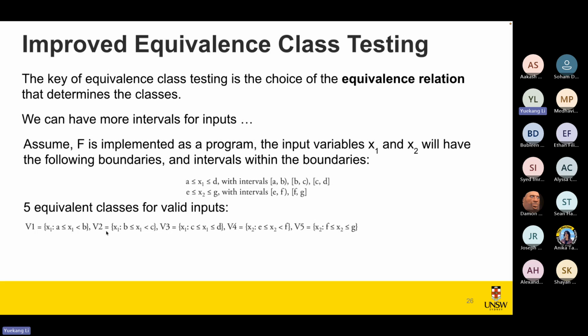Because valid is very straightforward, right? We just collect all the 5 intervals here to mark them as valid equivalence classes. But what about the equivalence classes for invalid ranges? How many of them can we have?